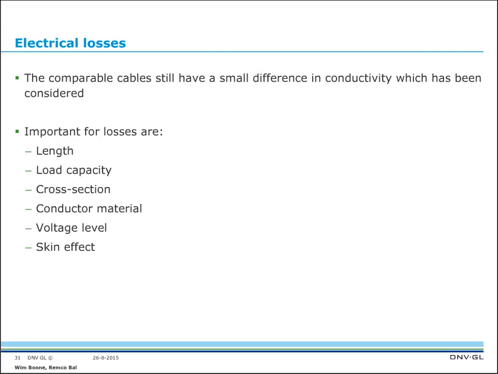Like I said, the losses are comparable between the chosen cross sections, but there's still a small difference in conductivity, which has been considered. And in order to calculate the losses, of course, the length and the load capacity are important, then the cross section, the conductor material, the voltage level, and especially if the cross sections become bigger, then the skin effect takes place. So the small difference in electrical losses has been considered over the lifetime of these cables.